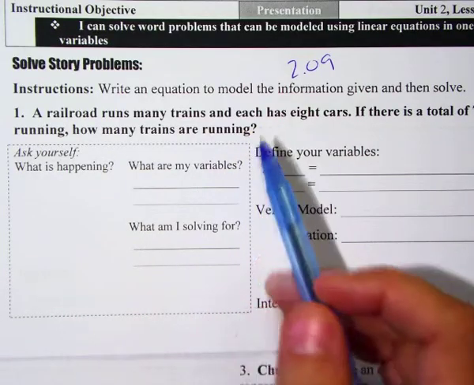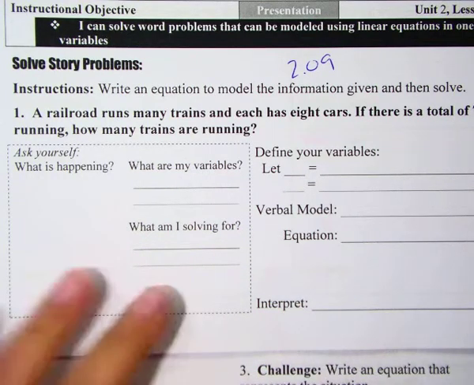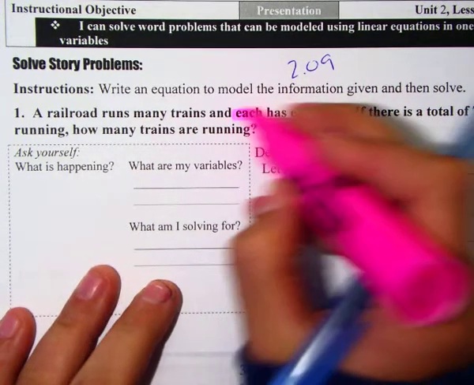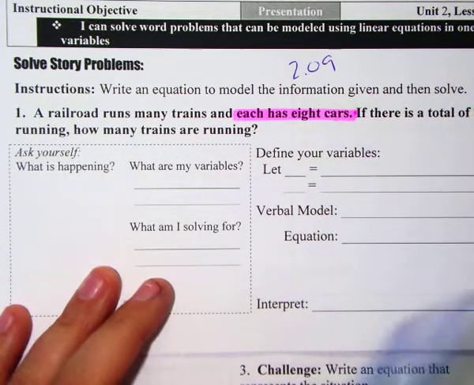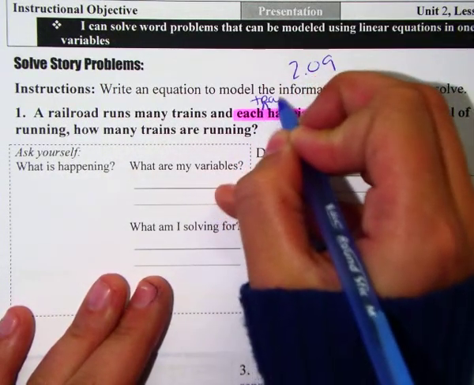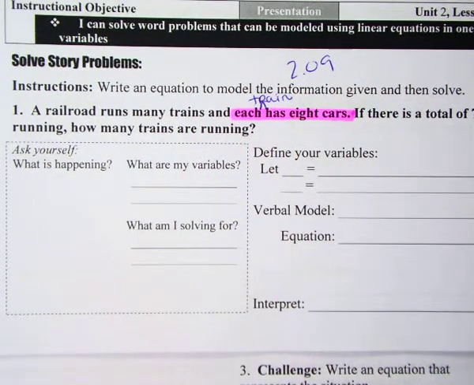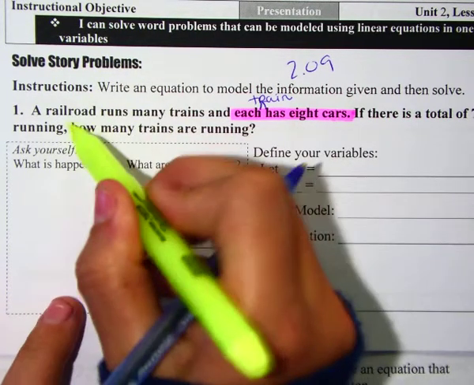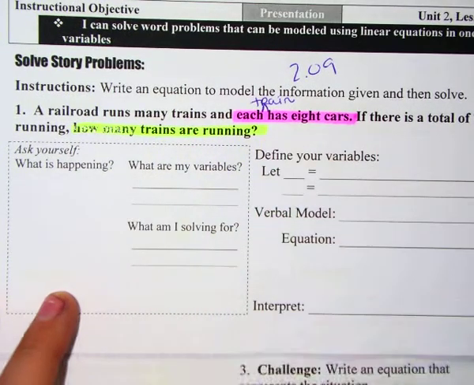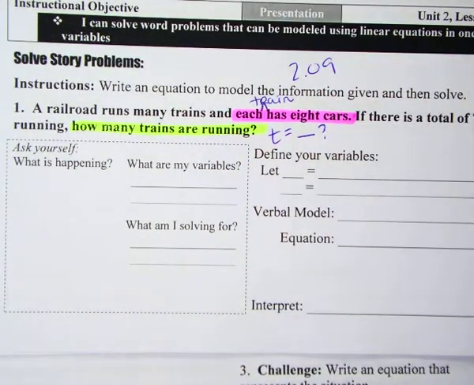So here's our situation. A railroad runs many trains and each has 8 cars. Each has 8 cars. I'm going to highlight that and pause there. I'm going to add each train has 8 cars. Okay. If there are a total of 72 cars, how many trains are running? So trains. That's what I'm solving for.